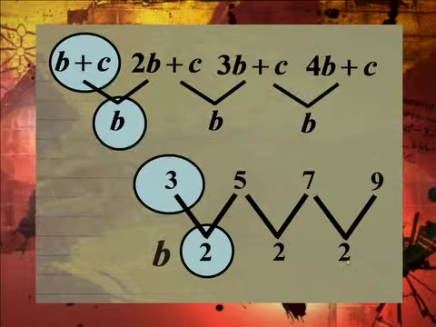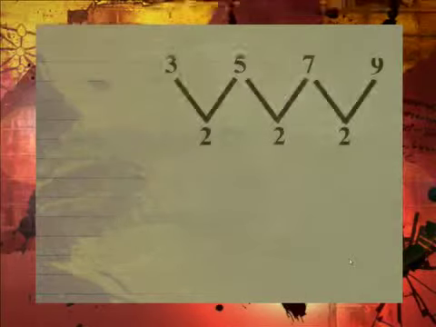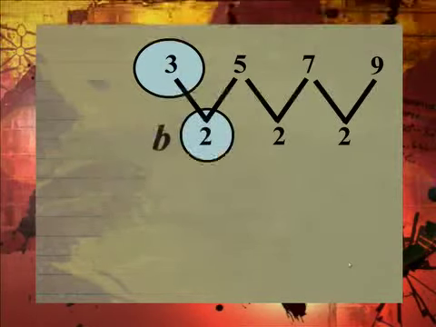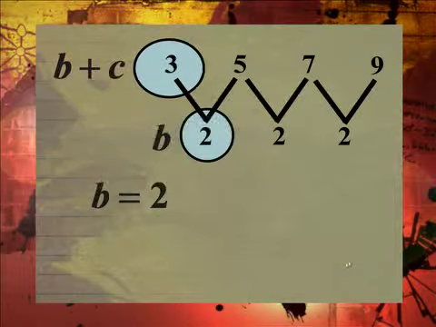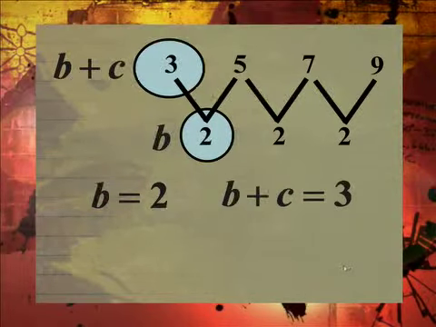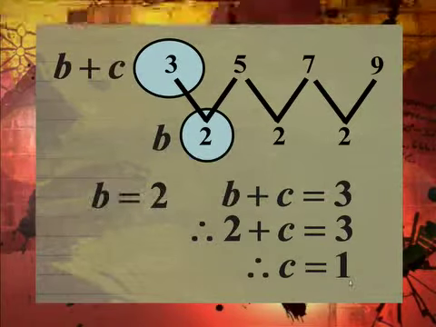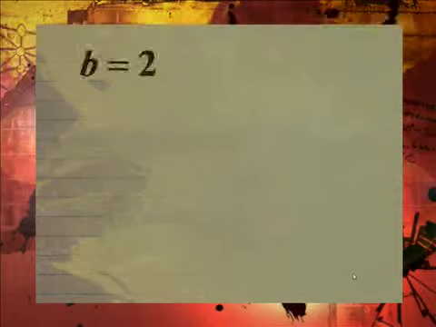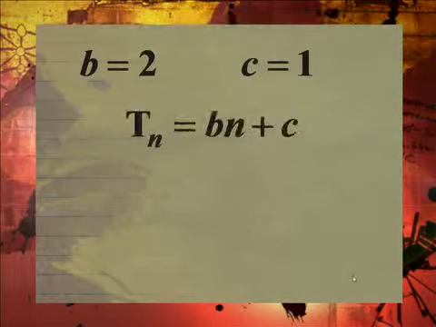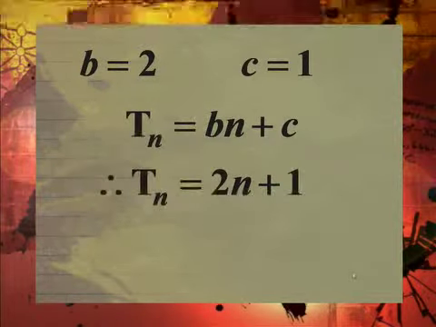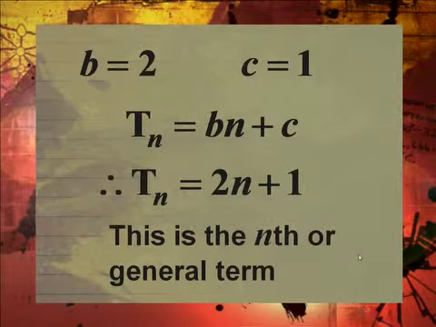Now watch this. There's b and b plus c. b is 2, but b plus c is 3. But what do you know about b? It's 2, so c is 1. Isn't that cool? You bring it across, 2 plus 1 is 3. And then we've got our b, and look at that. We've got our rule, and that generates the rule. Isn't that cool? Let's check out another one quickly. This is the nth or general term.